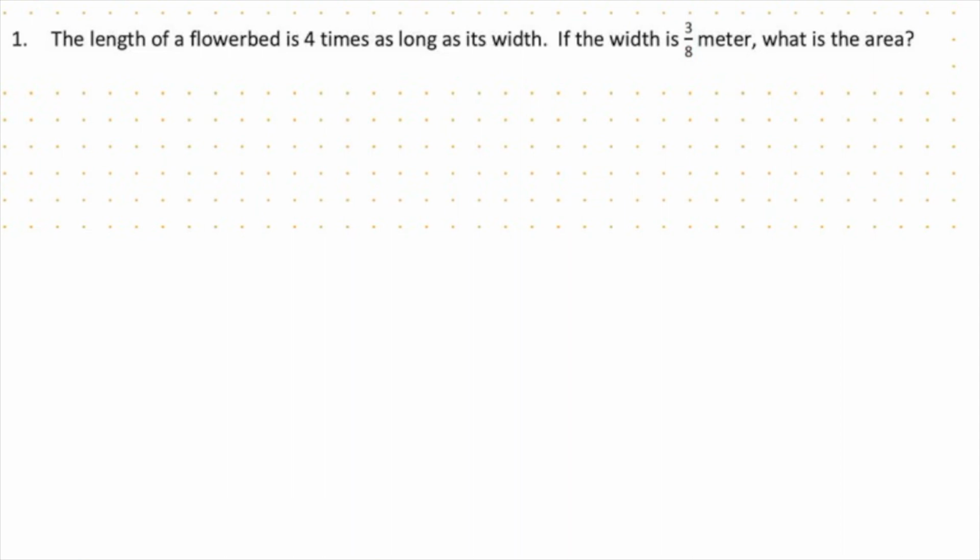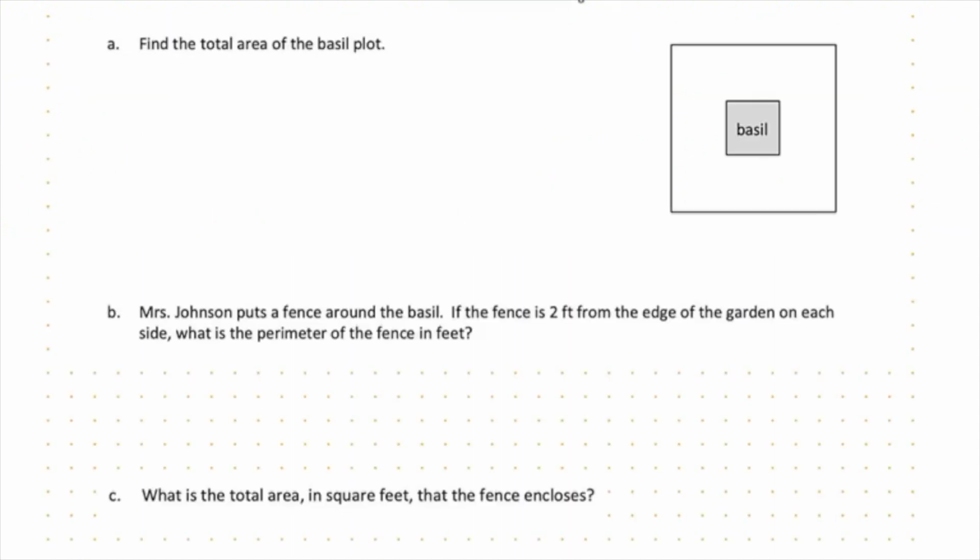What is the formula for the area? Length times, remind me during office hours. Press pause. Go. Great job. Number 2. Mrs. Johnson grows herbs in square plots. Her basil plot measures 5/8 yard on each side. Find the total area of the basil plot.